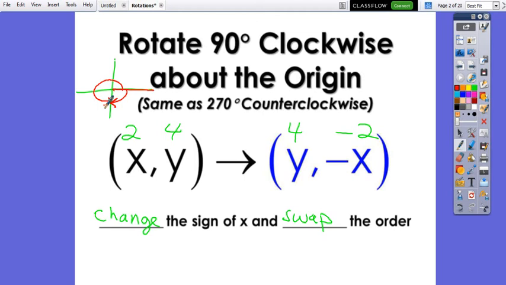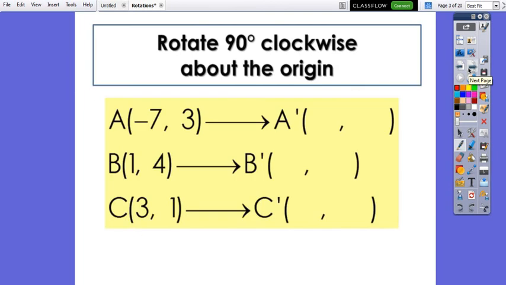Alright? Let's move on. Rotate 90 degrees clockwise about the origin. So, good, guys, it's just about using the rule. That's all it is. Alright, so I'm going to change the sign of X and swap the order. So when I change the sign of X, what does it become? +7. And I need to put that second. And then the Y value goes first. So it becomes 3, 7.